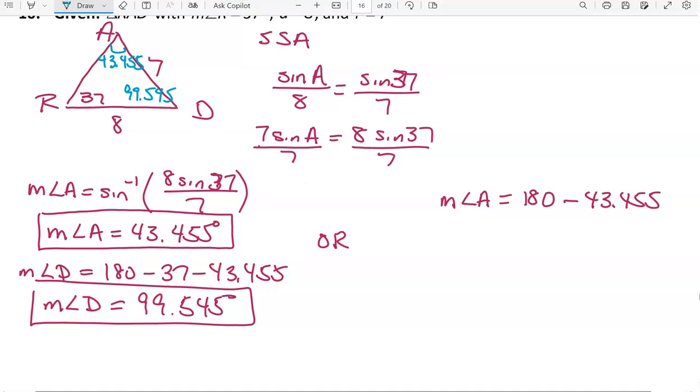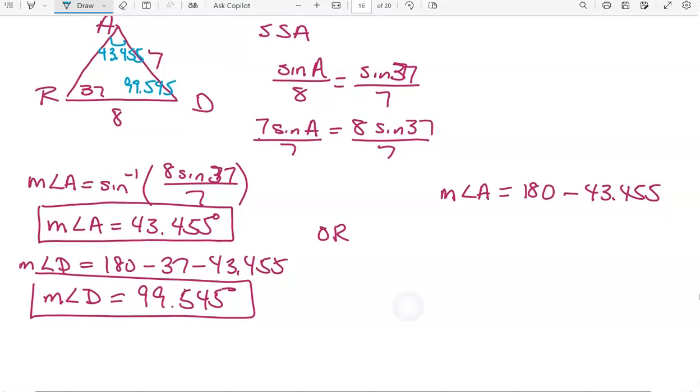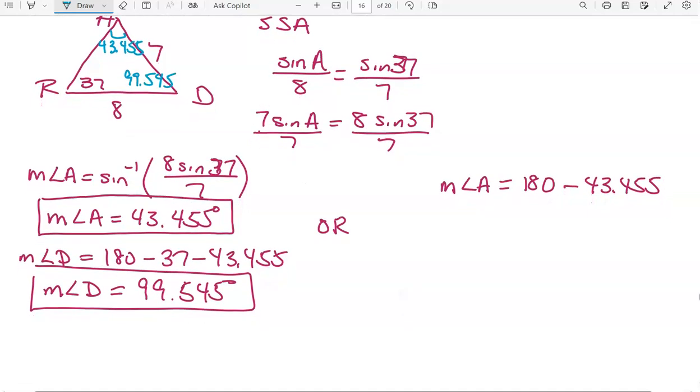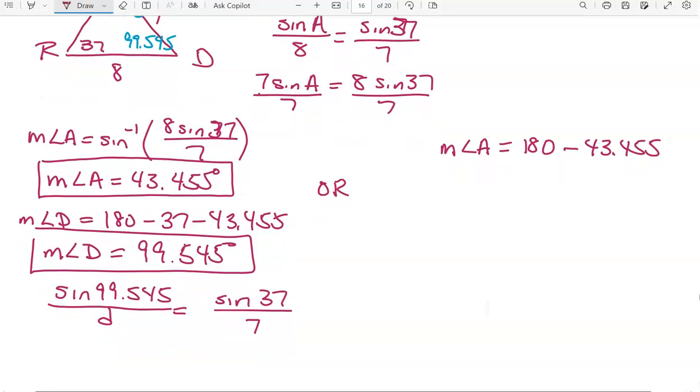And now there is one side that remains to be found. In order to find that side, we'll set up a proportion using the law of sines. And that missing side is the side opposite angle D, so we're going to involve angle D here. The sine of 99.545 divided by the side opposite angle D is equal to, and I'm just going to use something that we don't have to worry about an approximate value for the other side of the proportion. So sine of 37 over its opposite side, 7.